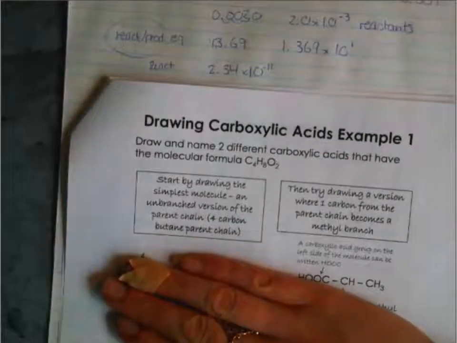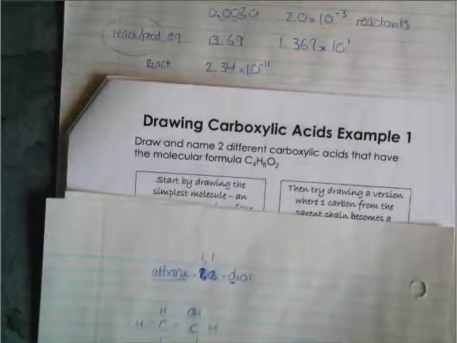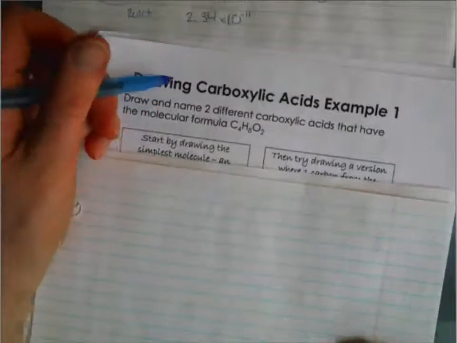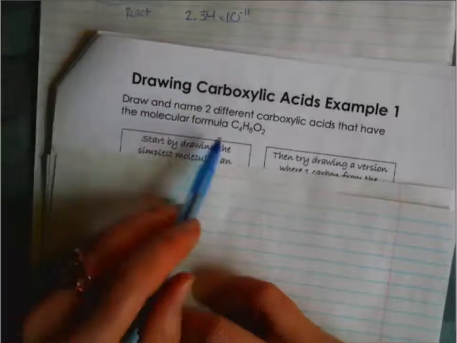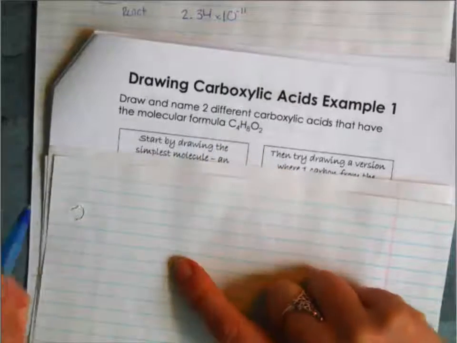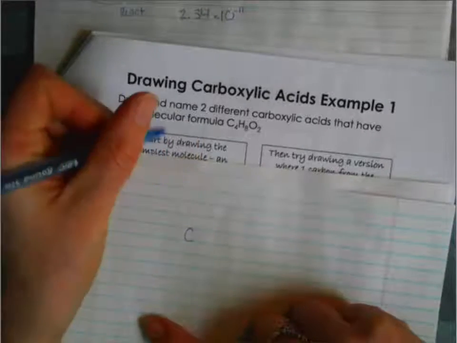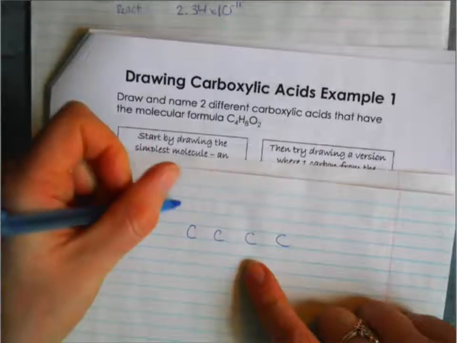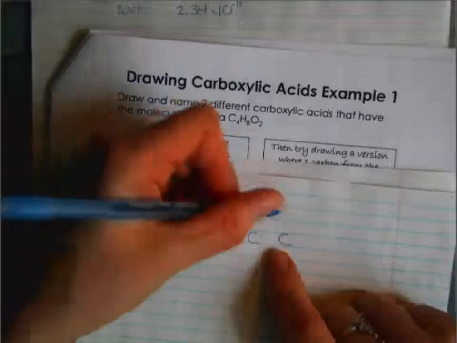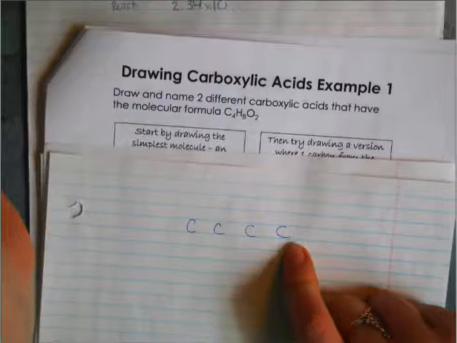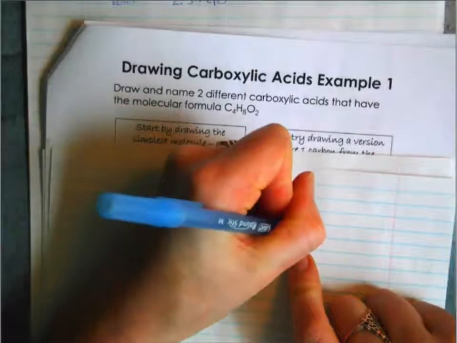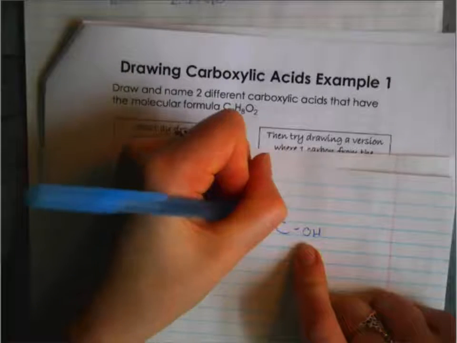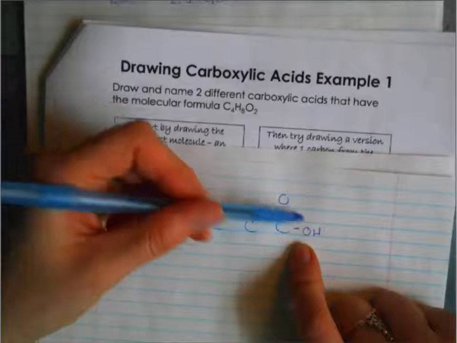I also gave an example here of drawing. So maybe I'll just see if I can put this down. Draw and name 2 different carboxylic acids that have the molecular formula C4H8O2. This one is, again, a bit of a challenge question, but essentially you have 4 carbons. So let's just go with whatever is easy. We have 8 hydrogens. Now remember, with the carboxylic acid, we have to have an OH group, so that's going to account for one of them. And then we have to have the double bonded oxygen. Okay, so that's our 2 oxygens right there.